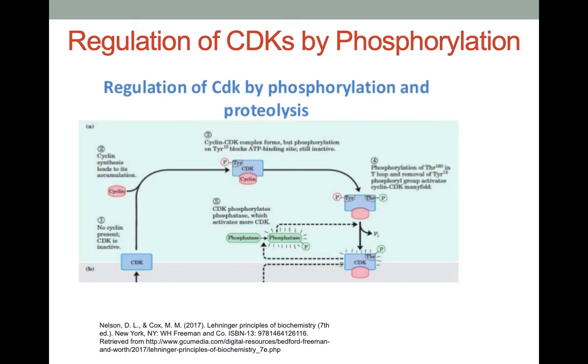Removing the negative charge and allowing the ATP to bind to the tyrosine 15 allows for activation of molecules downstream from this. So phosphorylation of things like the PTP molecule. We use that to phosphorylate downstream protein targets in the cell cycle.